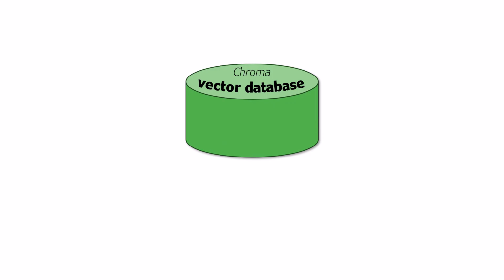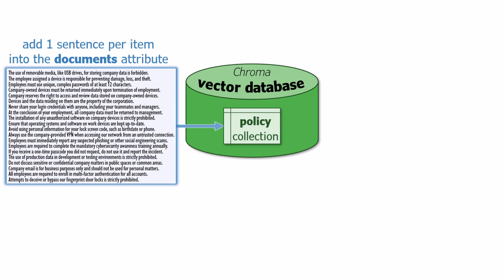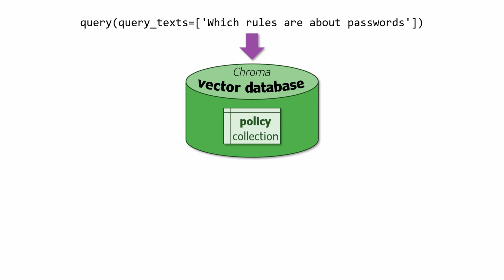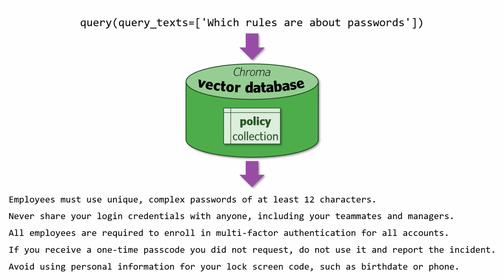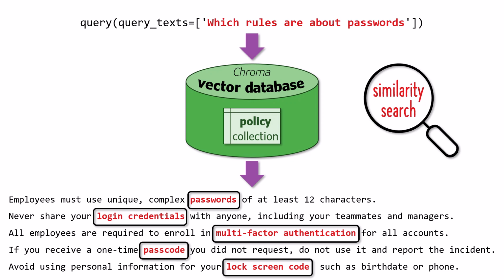Then I created a vector database, defined a policy collection, and added one sentence per item into the documents attribute. When I submitted this prompt, an index search returned 5 rules. A similarity search went beyond keywords and found rules contextually similar to password.